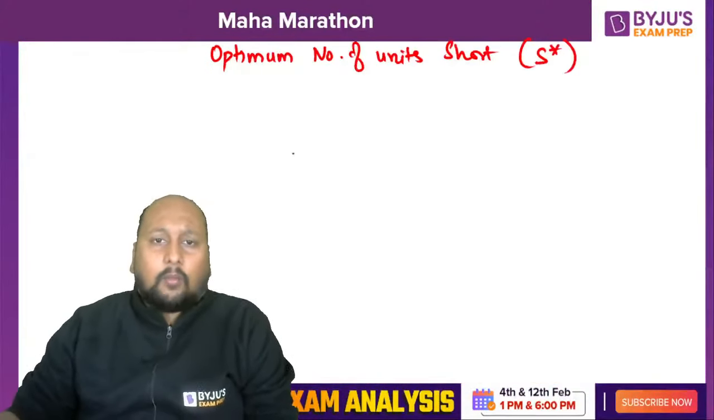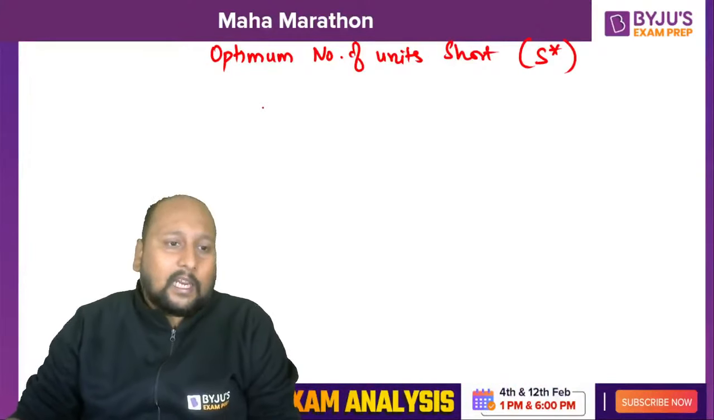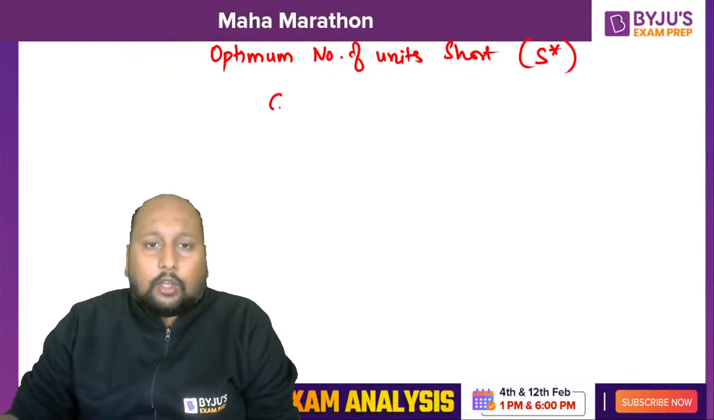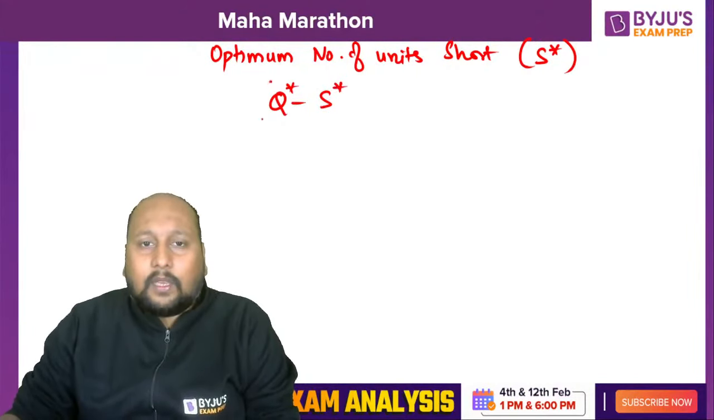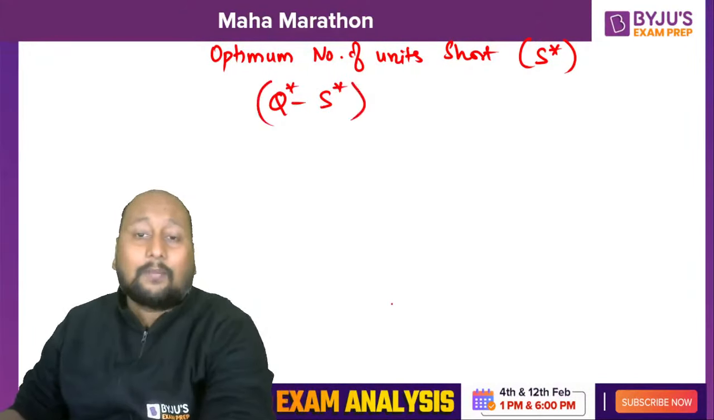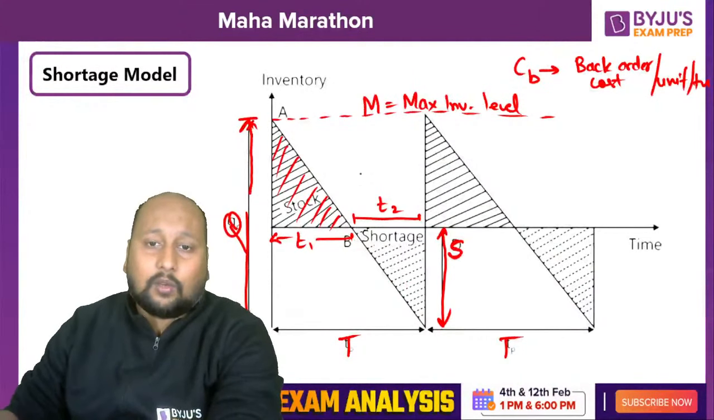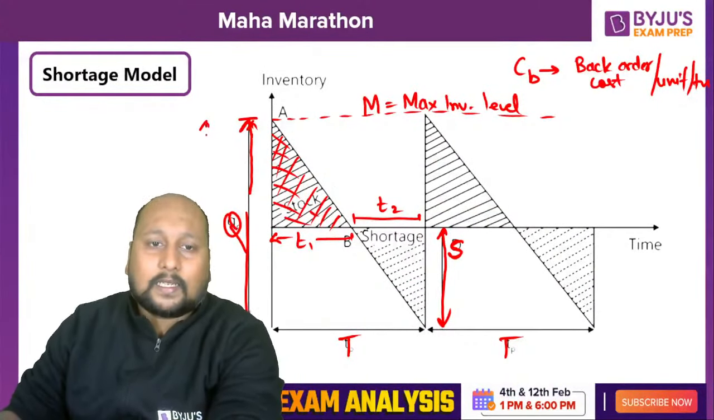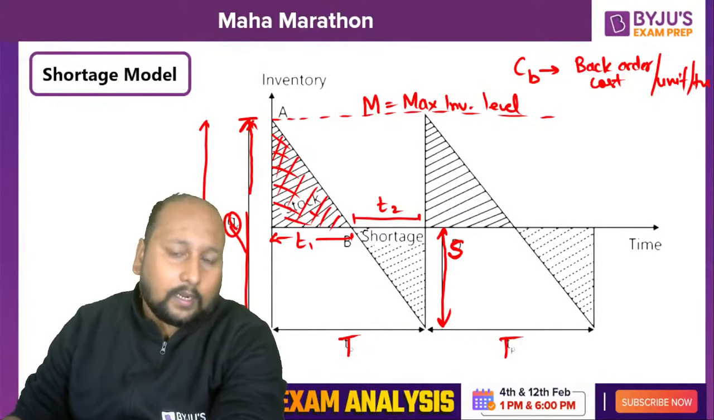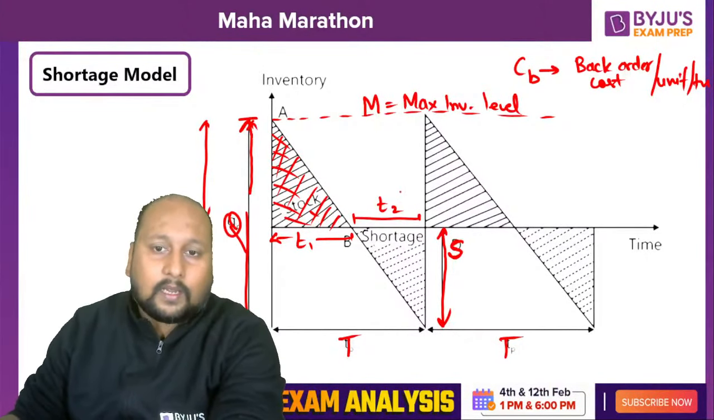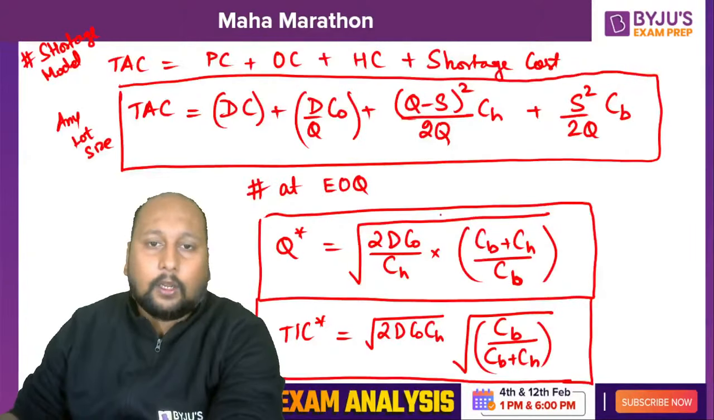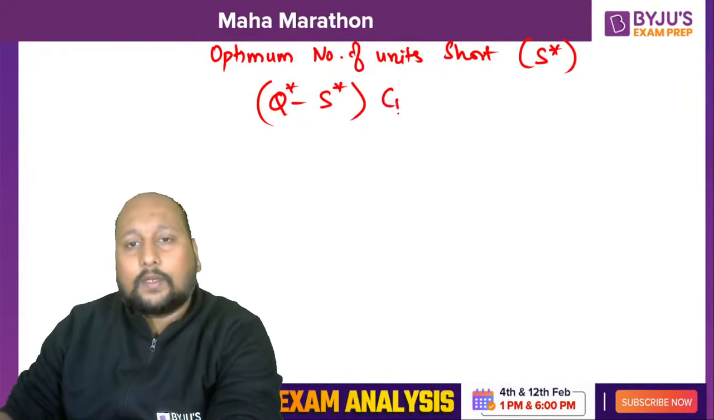So if I talk about this one, this is a very easy technique to get the value. Q star minus S star, because this will be the total units which we are basically storing. If I say this is Q, this is S, we are only holding this much, that is Q minus S. This is the shortage happening, right? So we can say (Q star minus S star) into CH is equal to S star into CB.